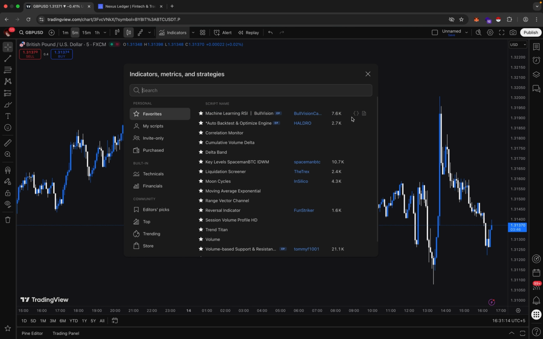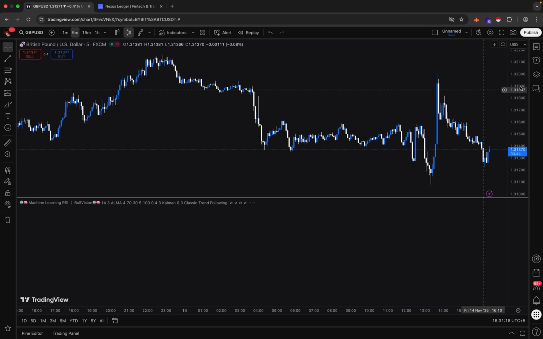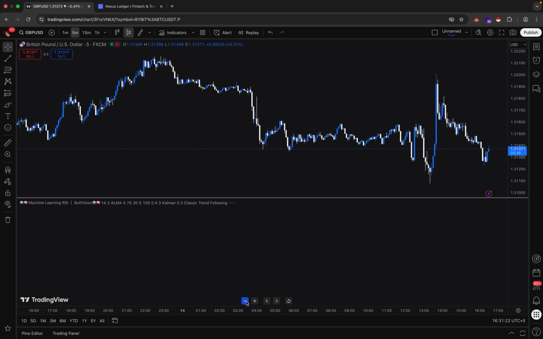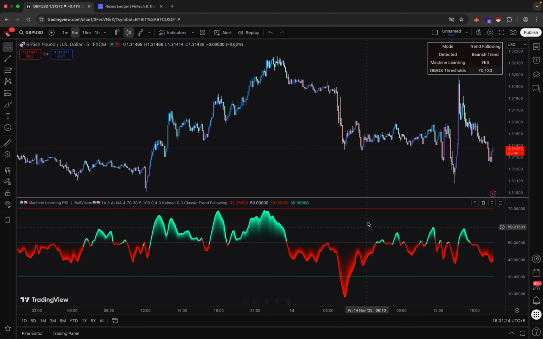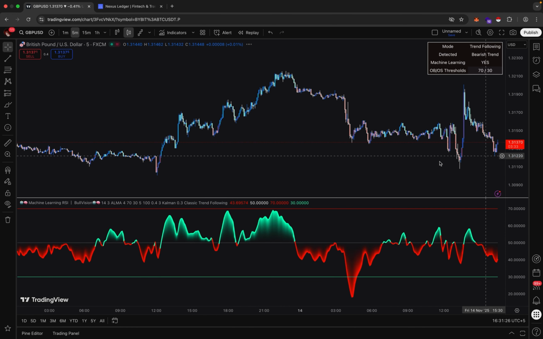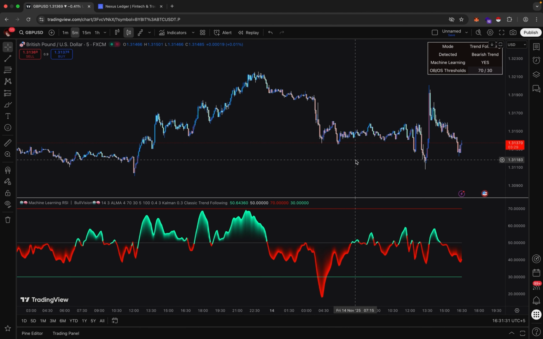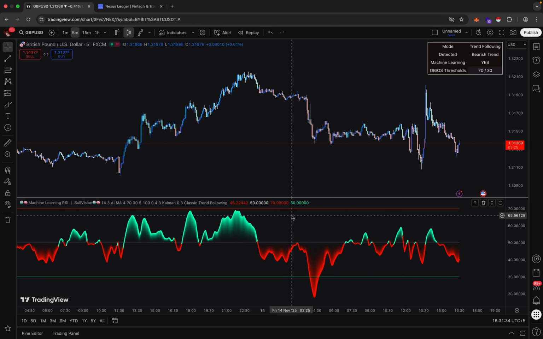First of all is this Machine Learning RSI Bull Vision, a very good indicator in the community scripts in TradingView. Let me just, so here it is. What it does is it uses RSI, but it implements machine learning in a limited way into Pinescript, and then it gives you trend shift signals.